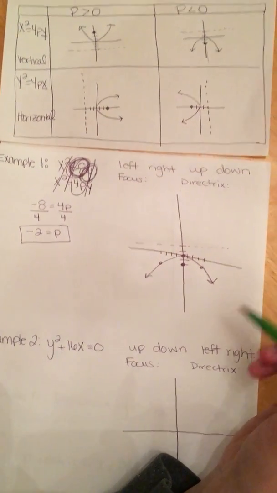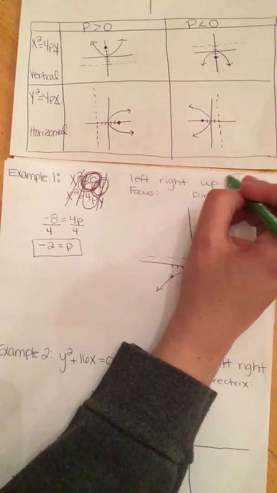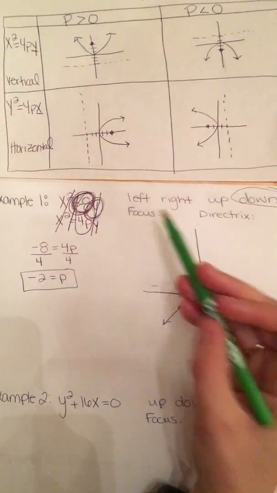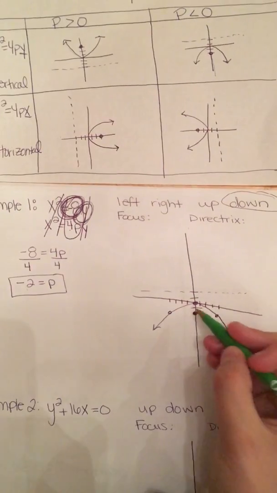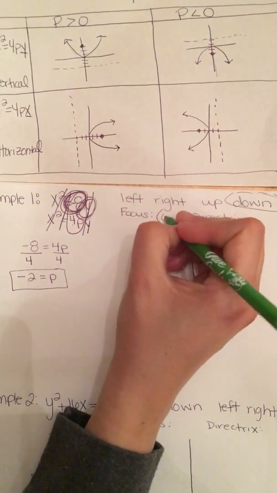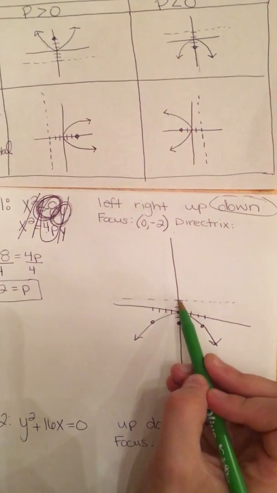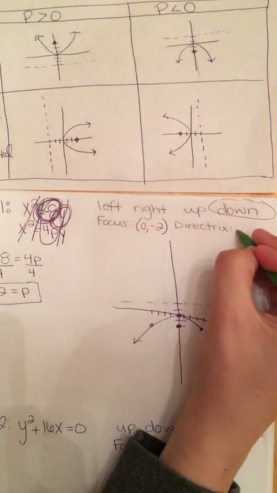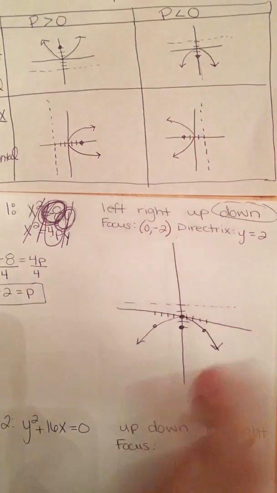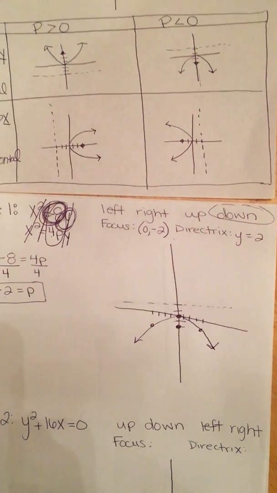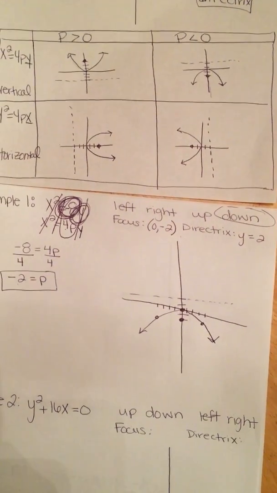Did it open left, right, up, or down? Obviously, this is down. Where's the focus located? Again, that's the fixed point, and it's located at 0, -2. Where's the directrix? It's located on the y-axis at +2. And then that's it. I'm done. So let's try the next one.